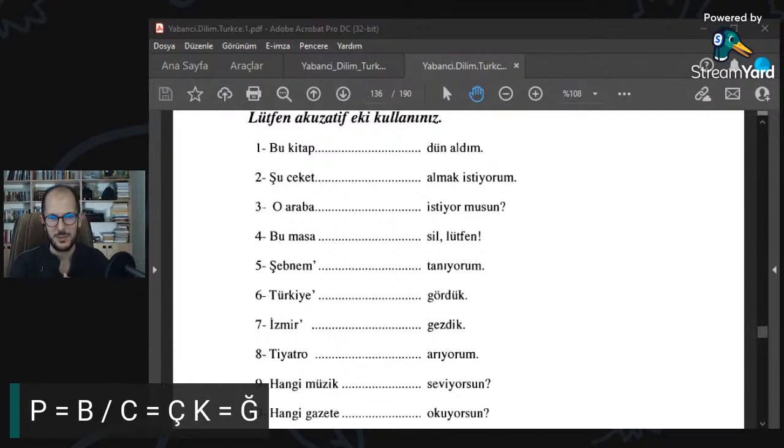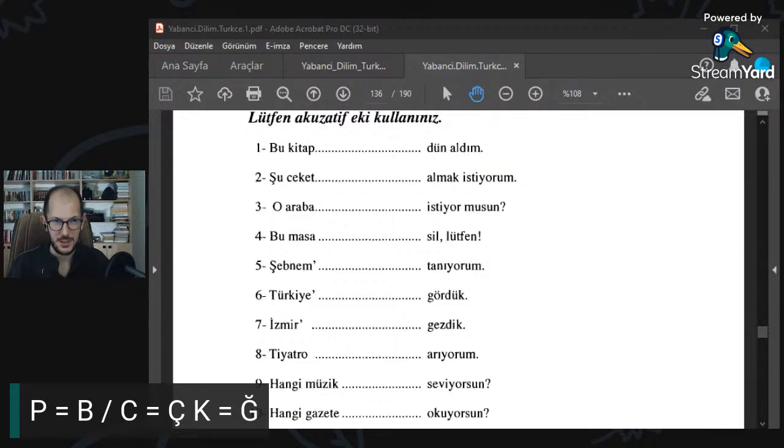Güzel. So, masa is table. Sil is the verb for clean, erase. It means clean and erase, and it's an ordering verb, an imperative. So bu masayı sil lütfen. Please clean, remove, erase, delete. Yeah, please clean this table. So masa ends in a vowel, so we have to use the buffer letter again, just like with araba.